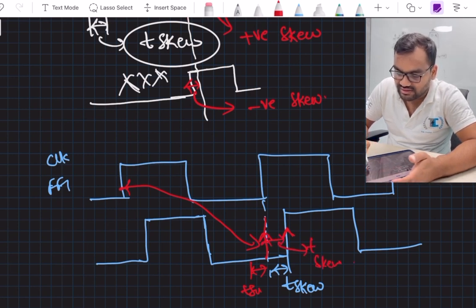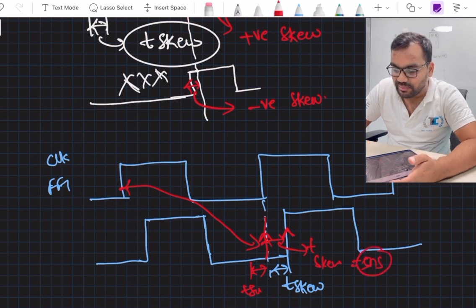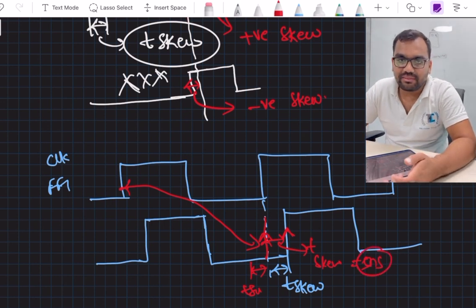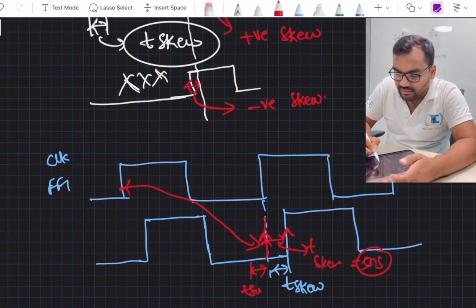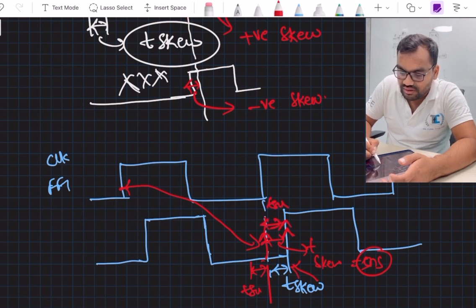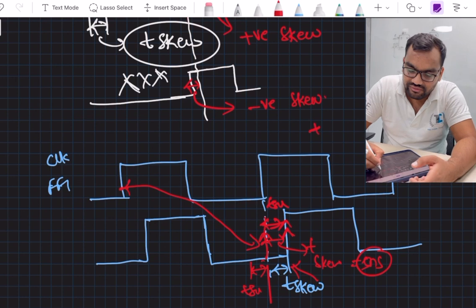What is the skew? Let's say 5 nanoseconds. This much period is being added to your setup time analysis, which means your data can take some more time to reach, because now the setup time is not from this edge, but from this edge. From here, you will see the setup time. So the positive skew will help for setup time.